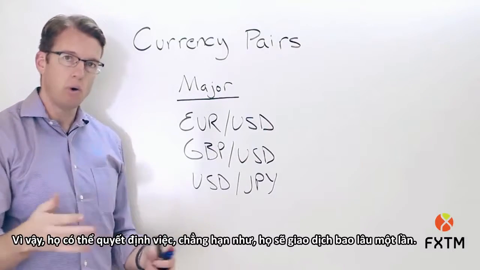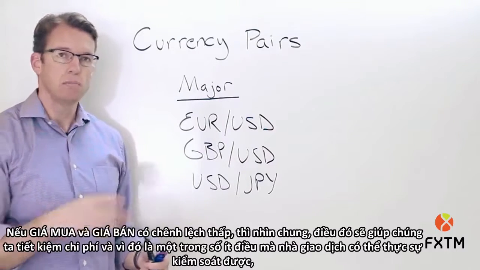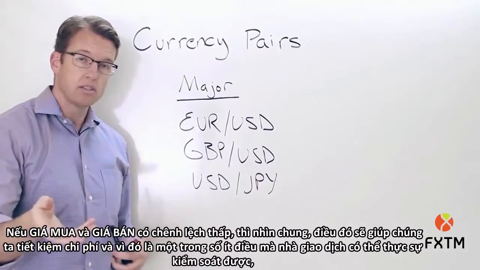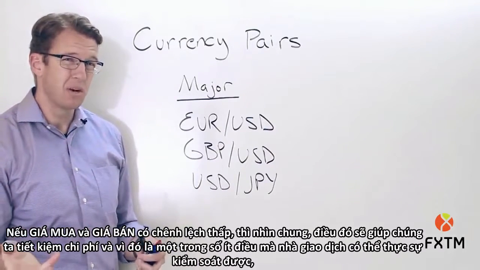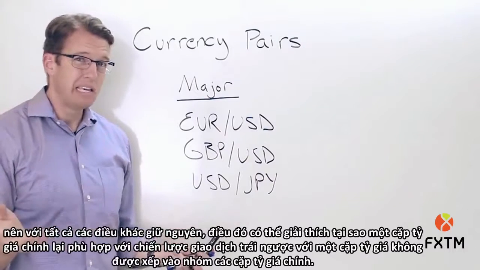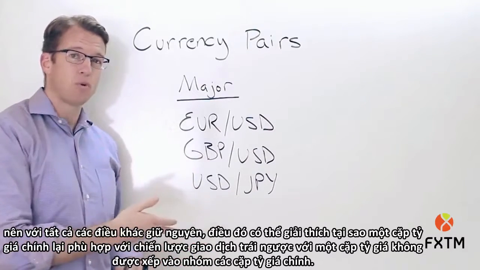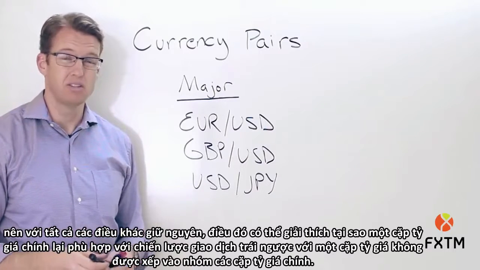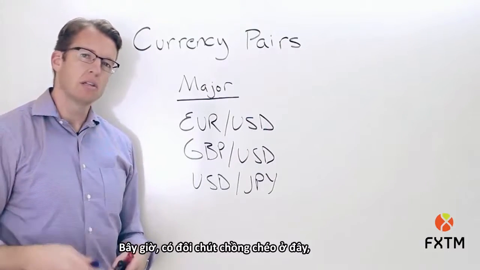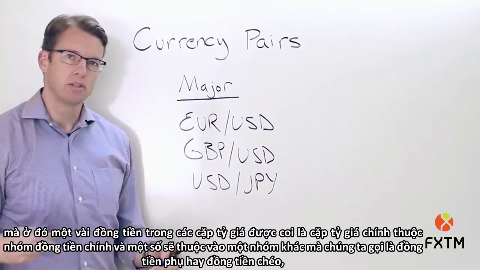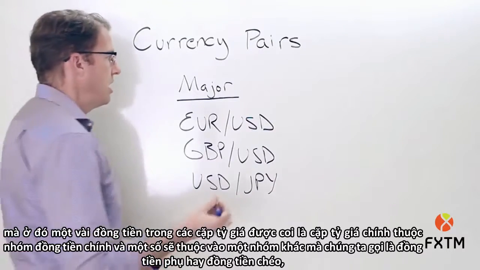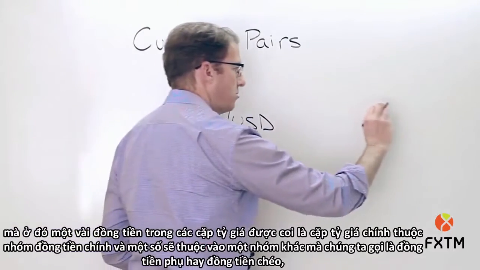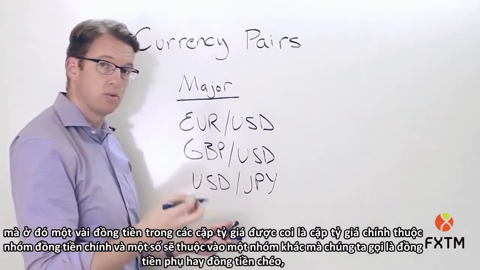So they can decide how often they're trading, for example. If the bid and the ask are narrow, then that's going to save us on our costs overall. And since that's one of the few things that traders can actually control, all else being equal, it may make a case for why a major pair fits a trading strategy versus one that doesn't fall into the majors category. Now, there is a little bit of overlap here, where some currency pairs that are considered majors fall in between the majors, and some of them will even fall into another category that we call minors or crosses.